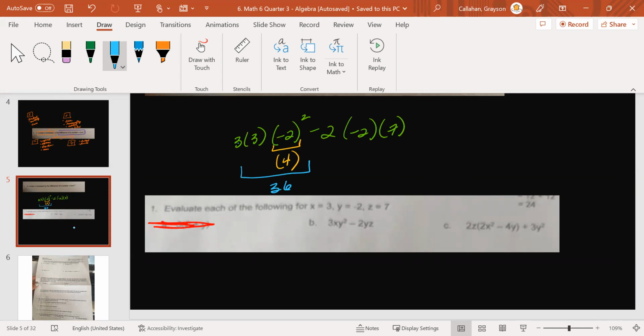-2 times -2 is 4, which turns into an addition sign. Good. Times 7 is 28. Okay. Is it a plus, minus? Plus. Good. What's your answer? 64. Perfect. Okay. C.